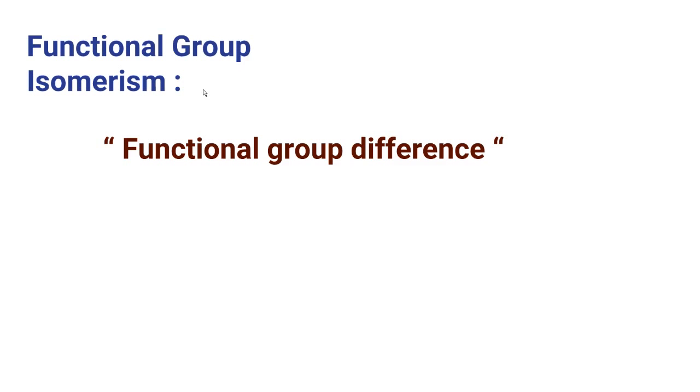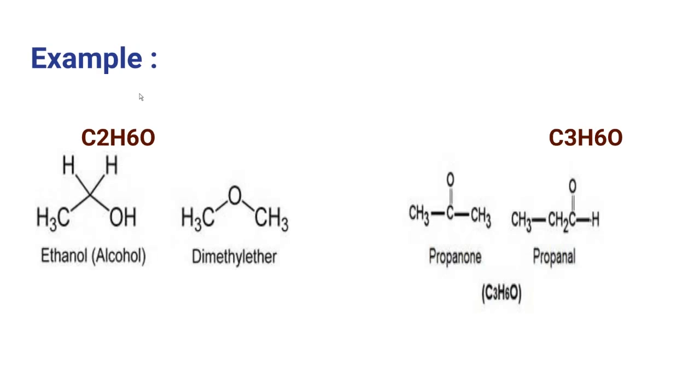Now the functional group isomerism. Compounds having the same molecular formula but different functional groups are said to exhibit functional group isomerism. So there is a difference of a functional group, and this type of isomerism is known as functional group isomerism. For example, this is C2H6O. Now this is alcohol, ethanol, and this is dimethyl ether. Both have the same number of carbons, hydrogens and oxygen, but they belong to very different classes of compounds. This is alcohol and this is ether. They have different functional groups.